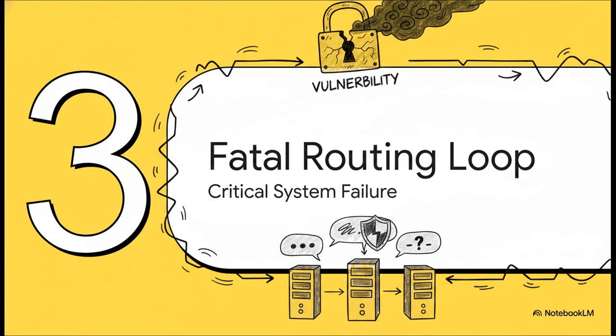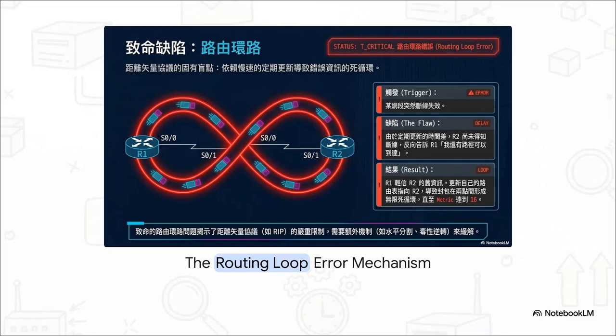Which brings us to Section 3, the fatal routing loop, a critical system failure. Look, hearsay sounds great in theory, right? It's simple, it's effective, low maintenance, but because RIP relies entirely on this neighborly gossip, it harbors a massive and, frankly, fatal vulnerability. Let's break down the worst-case scenario.